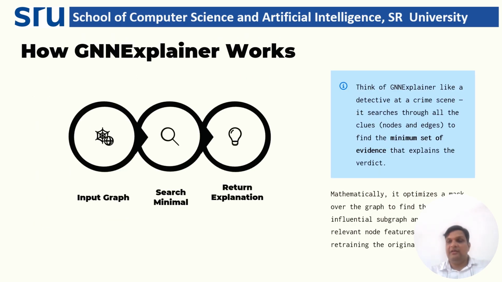How GNN Explainer works. Input graph, search for the minimum, return explanation. Think of GNN Explainer like a detective at a crime scene. It searches through all clues, nodes, and edges to find the minimum set of evidence that explains the verdict.